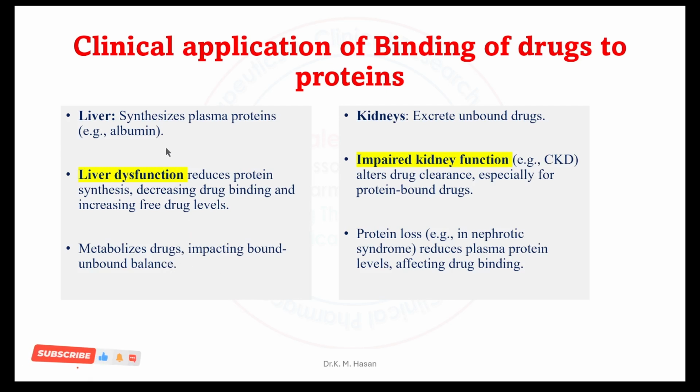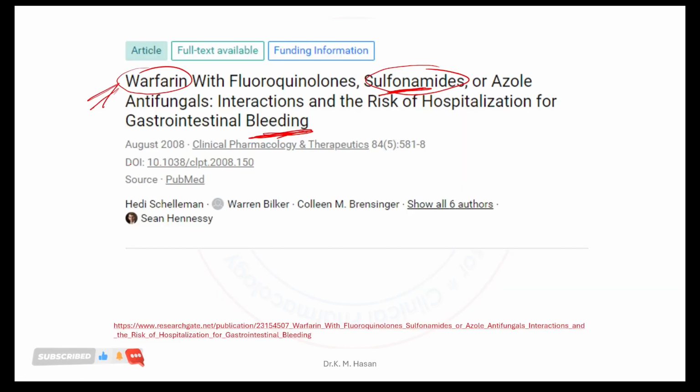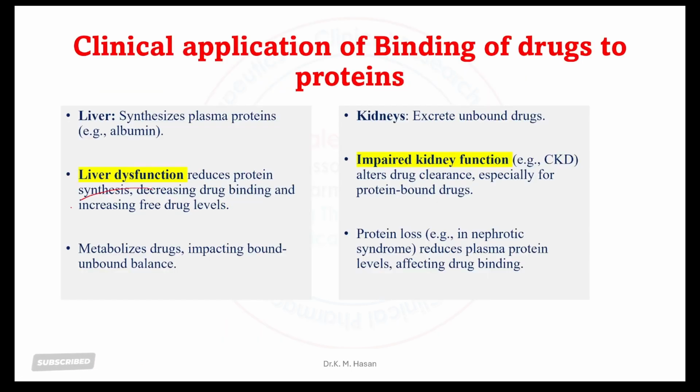So two things will happen if the patient suffers from liver dysfunction. We have less protein, less albumin. That means we have increasing free drug, an increasing level of free drugs. This is number one. And also drug metabolism will be affected.